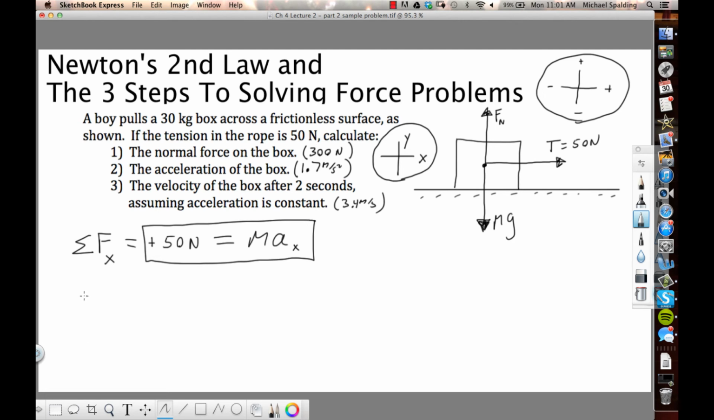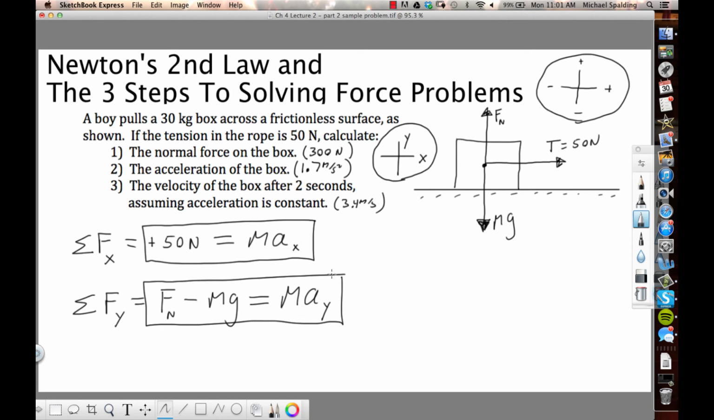Now we go to the y direction. Summing the forces in the y direction, how many forces do we have? Two. Normal force and mg. Which one's plus? Normal force. Which one's minus? mg, because it points down. So we have normal force, Fn, minus mg. That is the sum of the forces; we just added them up. What does the sum of the forces always equal? ma, where that's a y acceleration.